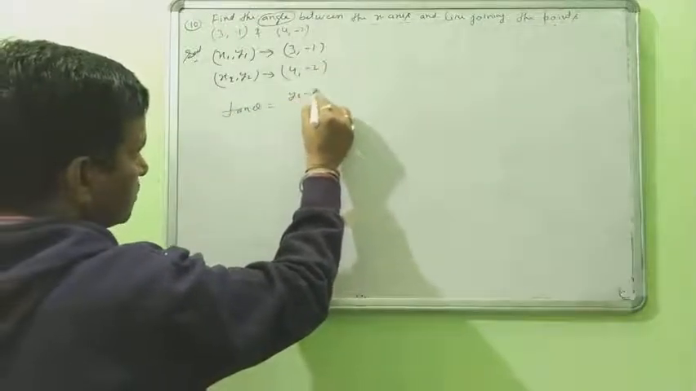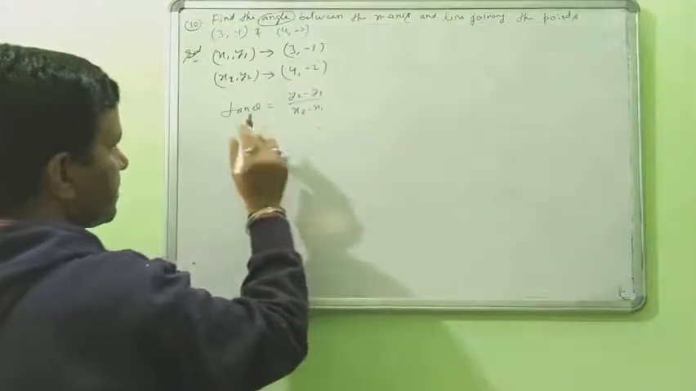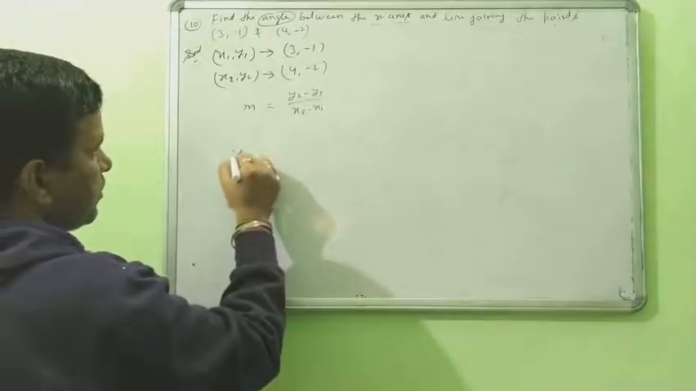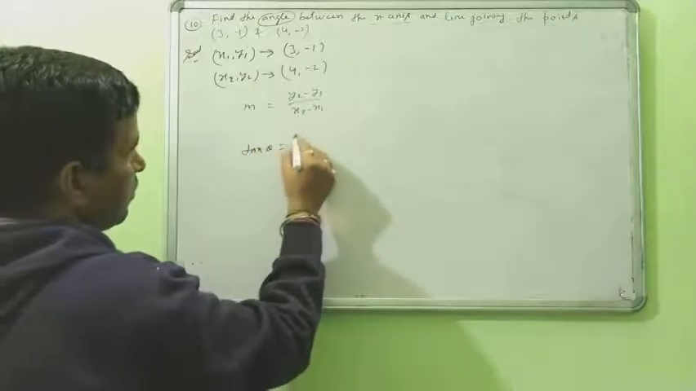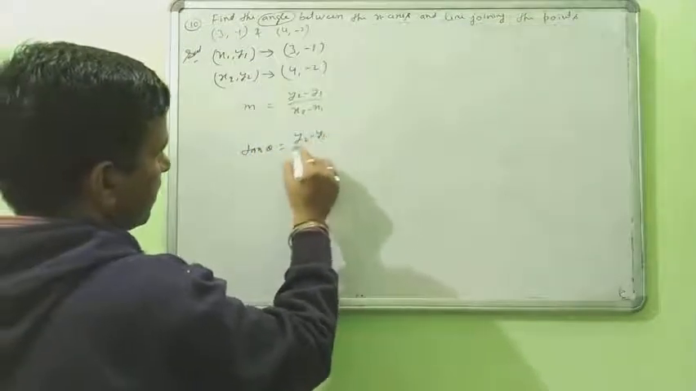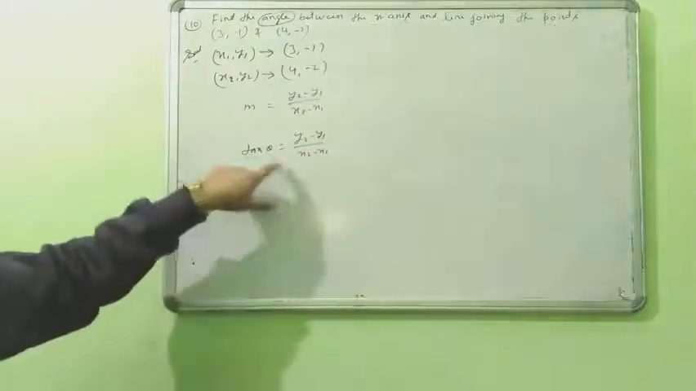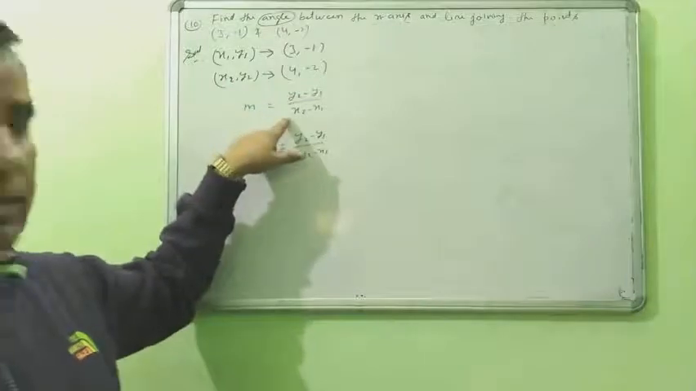m equals y2 minus y1 upon x2 minus x1. Because you can, this is the angle of the line, then m equals tan theta. The value of m equals tan theta equals y2 minus y1 upon x2 minus x1. This is a simple identity. The value of m, the slope of the line, you will find this way.